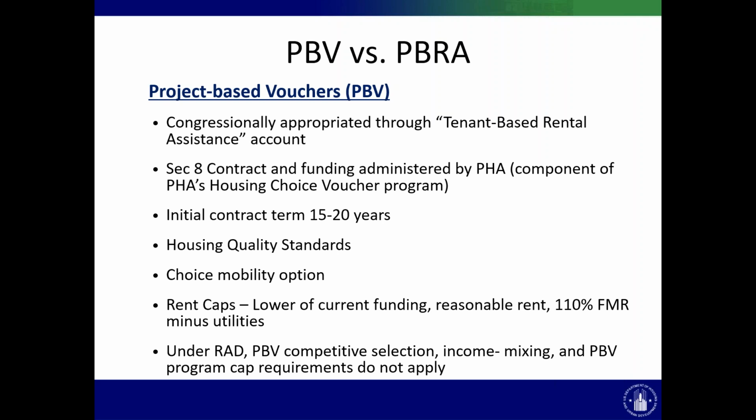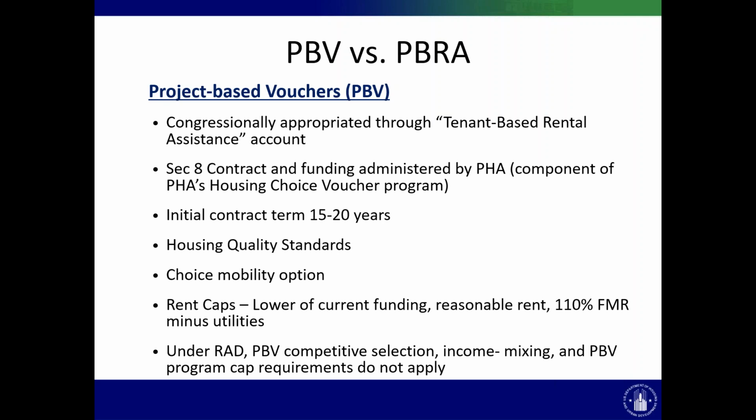There is a choice mobility requirement built into project-based vouchers, wherein after 1 year of residency, a household can request a tenant-based voucher, and when one becomes available to the PHA, just from its natural turnover, they would provide it to the resident to move, at which point the owner would lease the unit that was vacated to another eligible household off the waiting list.